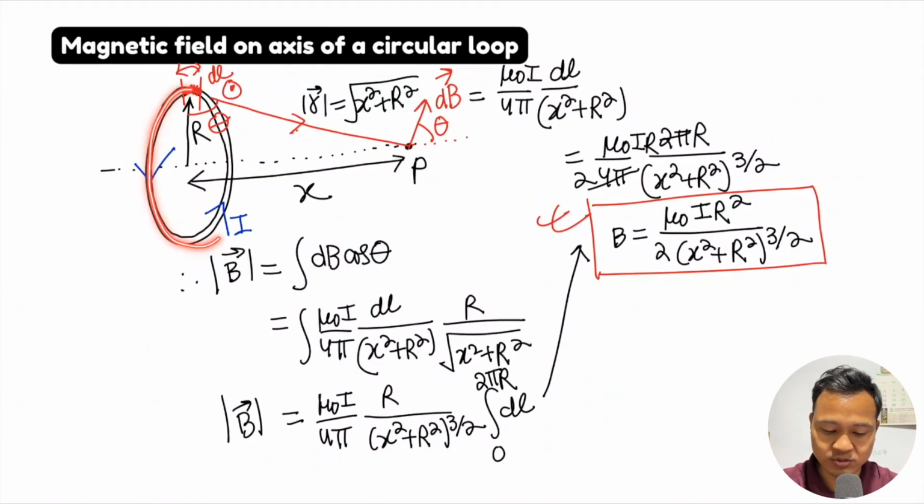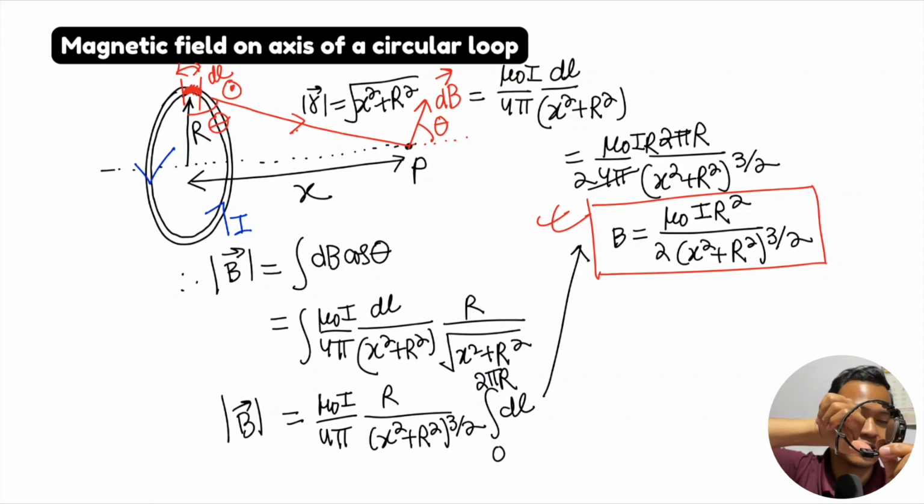Because it is a loop, the field will be away from the loop. You can use the right hand thumb rule again. Suppose I have a loop here, and current is going like this. You take your right hand and curl along the current. If I curl it like this, your thumb will be pointing outward. Thumb direction is magnetic field direction.